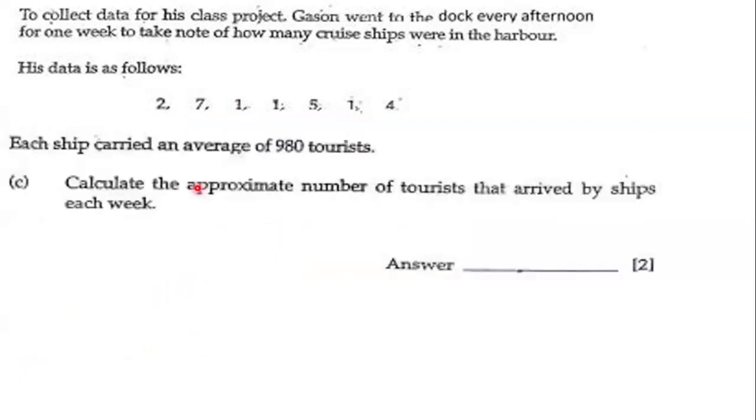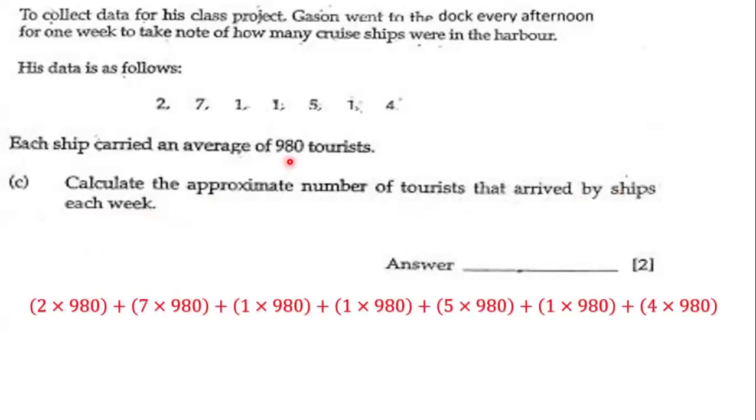Next, the question states that each ship carried an average of 980 tourists. Calculate the approximate number of tourists that arrive by ships each week. Notice that each ship carries an average of 980 tourists. So for these 2 ships, each ship carries approximately 980 tourists. So we have 2 times 980 because there are 2 ships that carry about 980 tourists. And for this one, there are 7 ships that carry about 980 tourists.